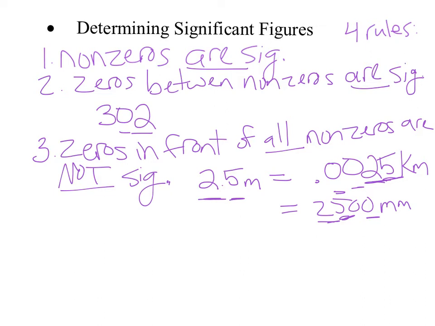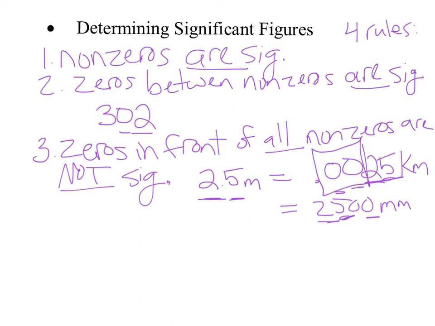So that means that these zeros right here, these are not significant. So this number here has 2 significant digits. This number here also only has 2 significant digits. This one we're going to talk about in a second. This one here also only has 2 significant digits. These 2 don't count. And that's our last rule.